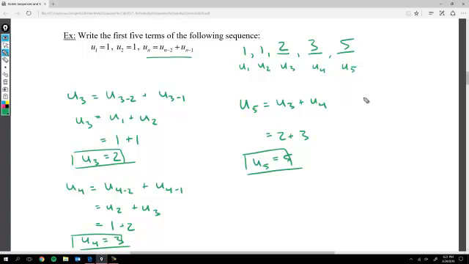And I don't know if you've heard of this, hopefully you have, but this is called the Fibonacci sequence, where you add the two previous terms together to get the next one, and then you keep going. Hey, that's an example of a recursive sequence, the Fibonacci sequence.